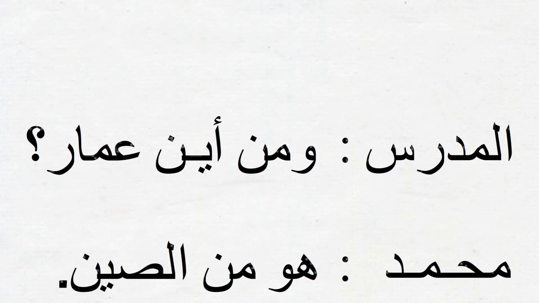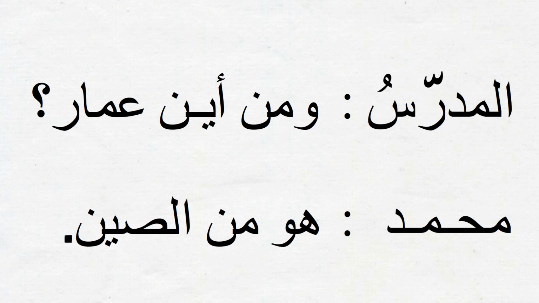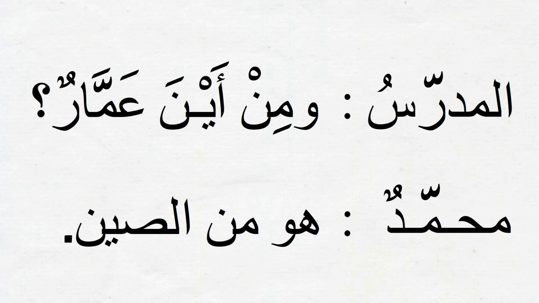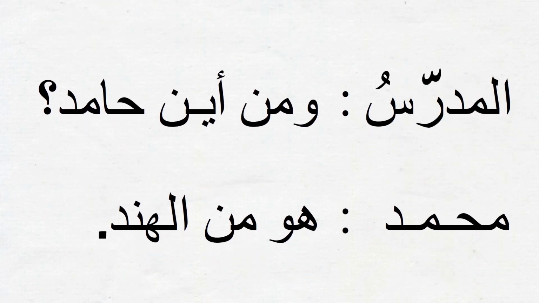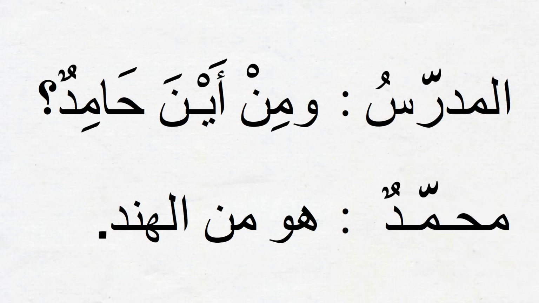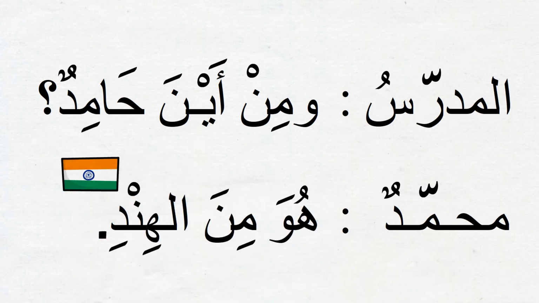Then al-Mudarris, the teacher, asks, Wa min ayna Ammarun? And where is Ammar from? Muhammad responds, Huwa min as-Sini. As-Sinu is China. So Huwa min as-Sini means he is from China. Al-Mudarris says, Wa min ayna Hamid? And where is Hamid from? Muhammad says, Huwa min al-Hindi. He is from India. Al-Hindu is India.